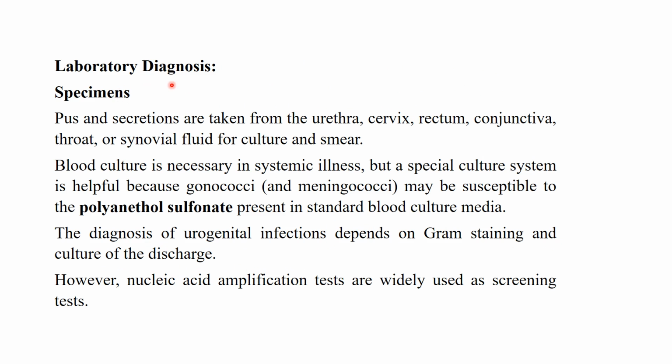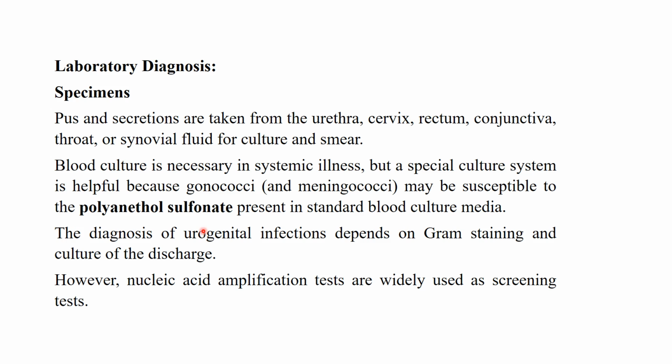Laboratory diagnosis of the gonococcal infection, mainly Neisseria gonorrhoeae. The specimens required for the lab diagnosis are pus and secretion taken from the urethra in case of male, cervix, rectum, conjunctiva, throat, or synovial fluid for culture and smear. Blood culture is necessary in systemic illness, but a special culture system is helpful because gonococci and meningococci may be susceptible to the polyethylene sulfonate present in the standard blood culture media.